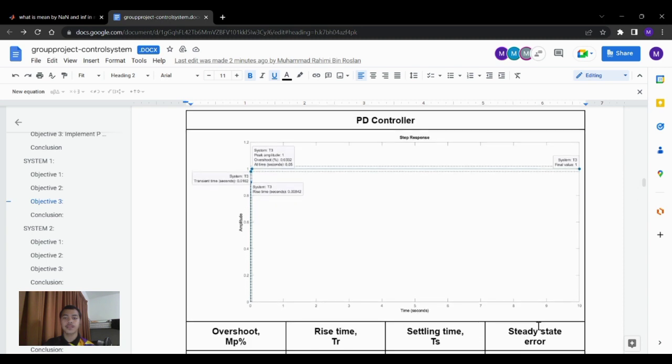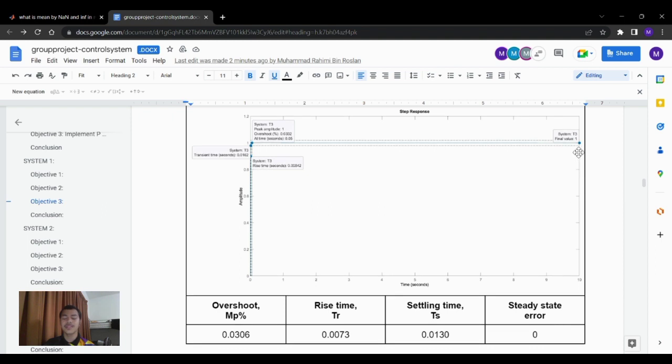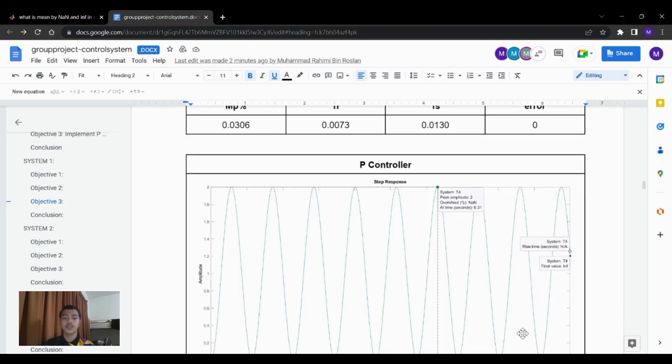For the PD controller, the overshoot is 0.0306%. The rise time is 0.00373. The settling time is 0.0130, and the steady state error is 0 because the steady state value is 1, and 1 minus 1 is equal to 0.